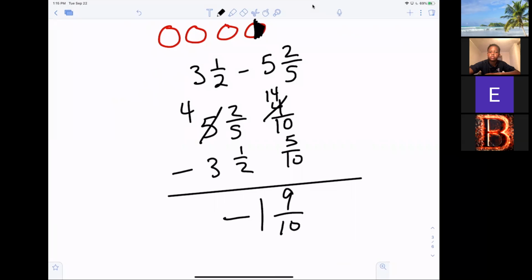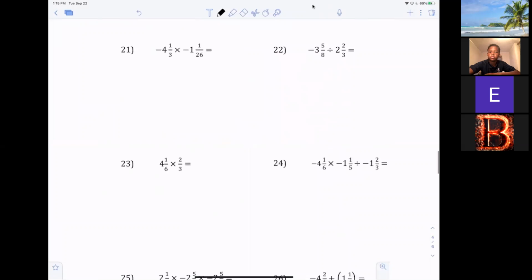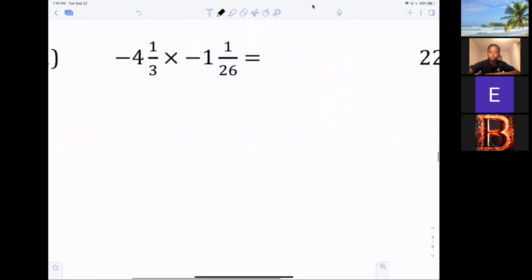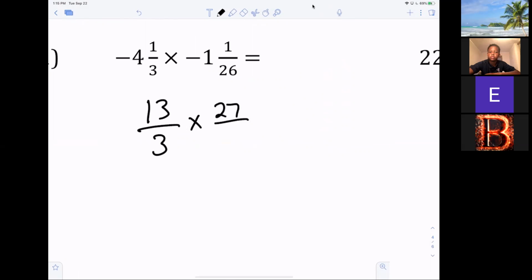All right, just make sure you're good. All right, here we go, 21. Back to multiplication. All right, so what do we got? 13 over 3. Final answer is going to be positive or negative? Positive, good.